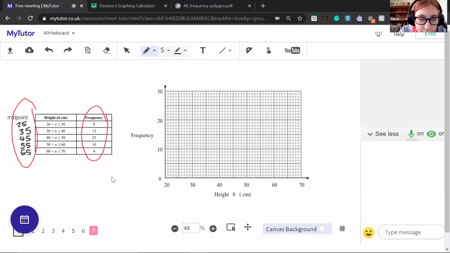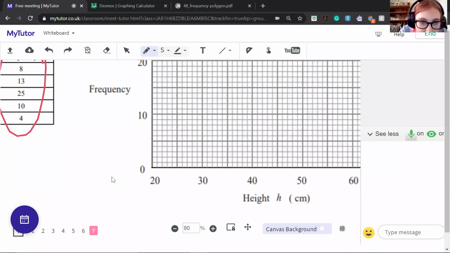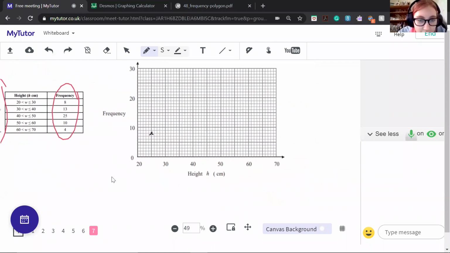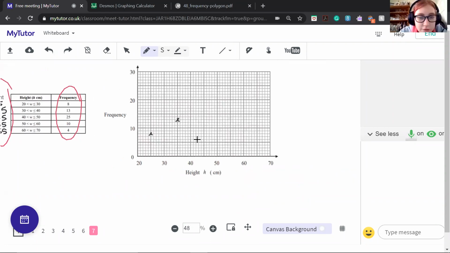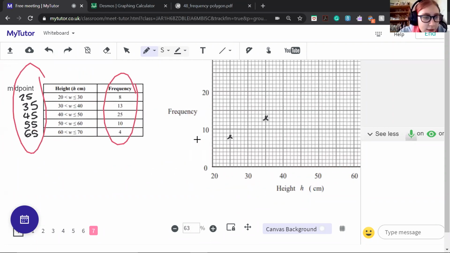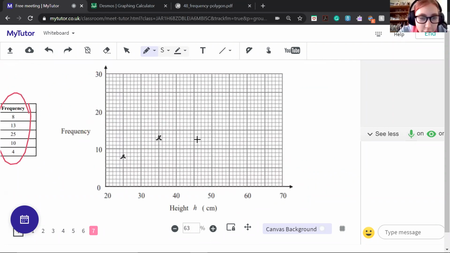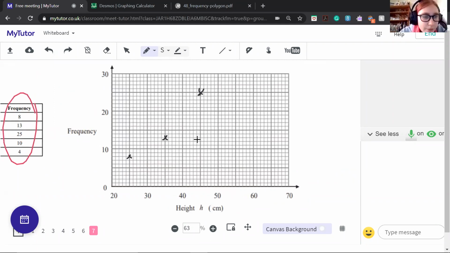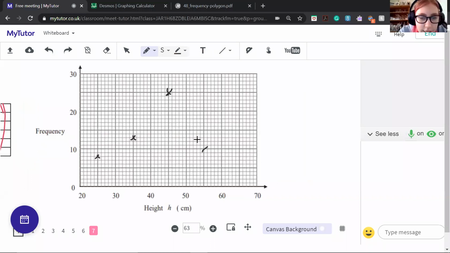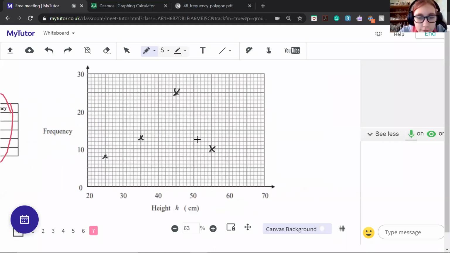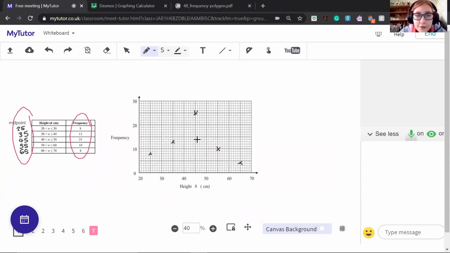25, 8. So we find 25, we find 8. Then we find 35 and 13. So we find 35 on here and go up to 13. And so on for all of these points. So 25, 45, 45, 25 even. So 45 is there, 25 is here. 55, 10. 55 is 10, and 65, 4. So we've got all these points here.